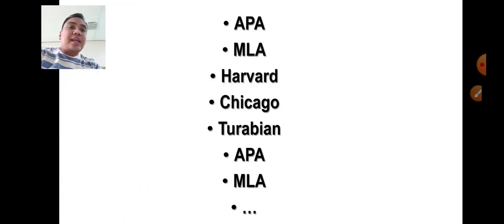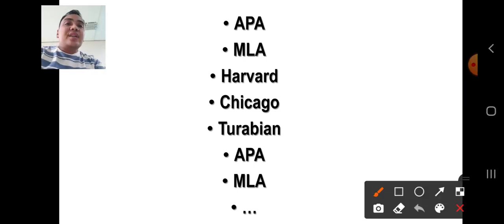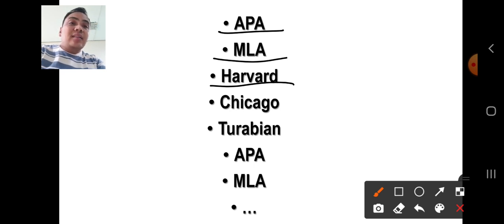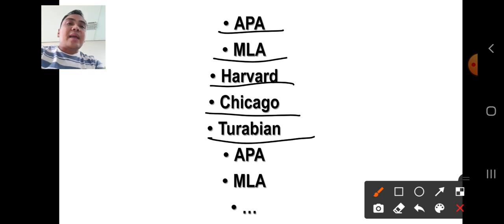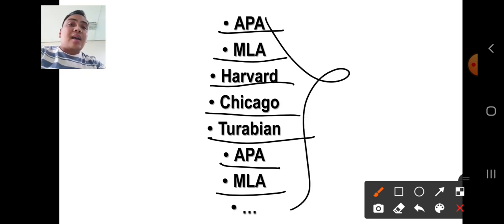For the first guideline, for instance, your first source is in the form of APA style. The second in-text citation that you have is in the MLA style. The third in-text citation uses the Harvard style. The fourth one uses Chicago manual style. Then the next one uses Turabian style, followed by API style and MLA style. Note that these are the different writing styles that we can use in our research paper.